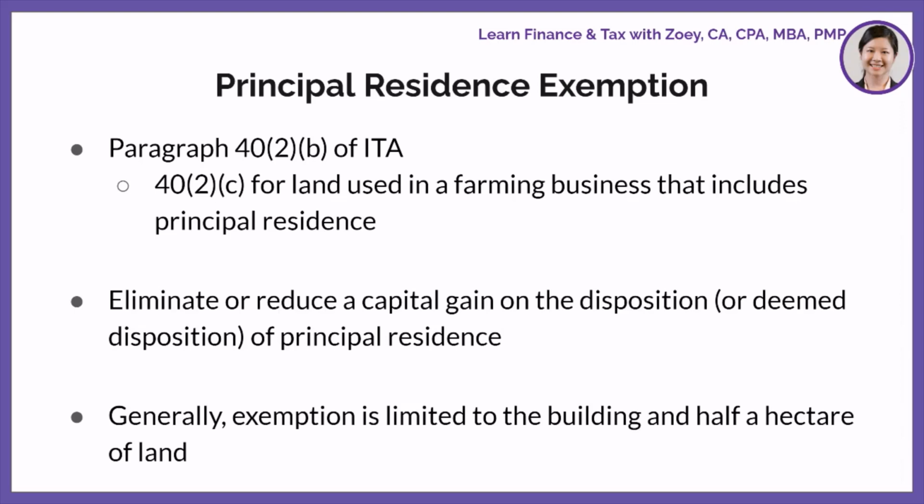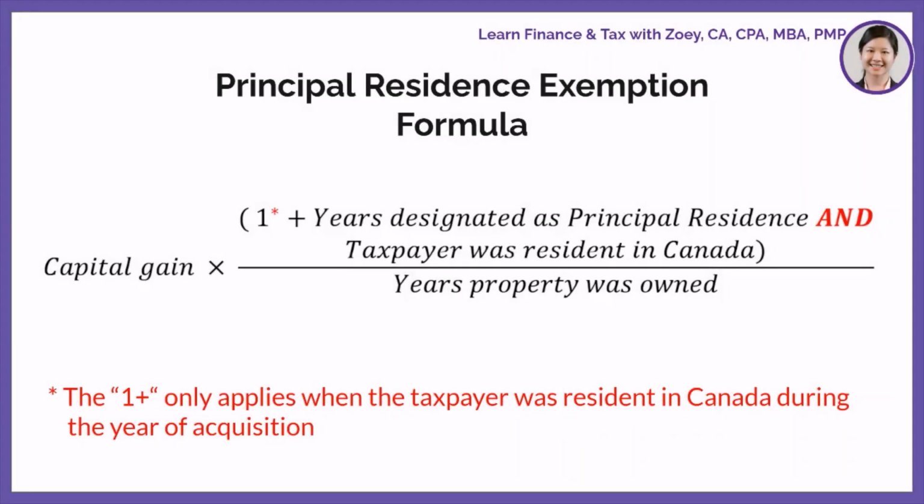If you designate your property as your principal residence, you can eliminate or reduce a capital gain on the disposition or deemed disposition of the property. The exemption is limited to the building and half a hectare of land. The exemption is calculated as capital gain times 1 plus the number of years the property was designated as principal residence and during which the taxpayer was Canadian resident, divided by the number of years the property was owned.